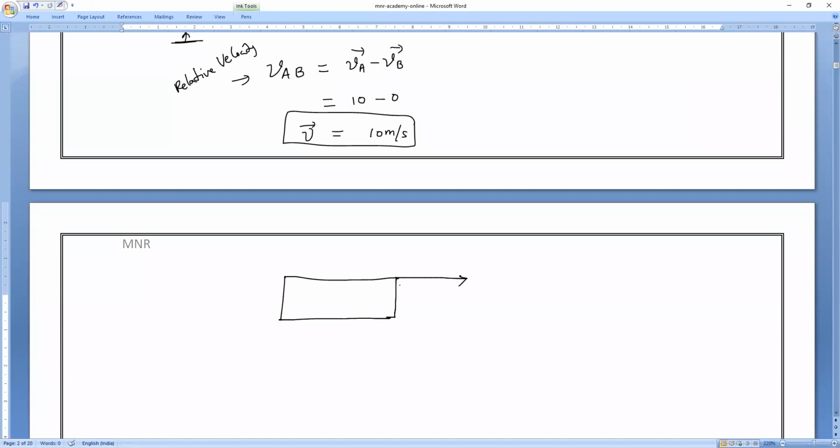Now let me take another trolley where people are traveling. Both A and B, let me take Mr. Pradosh and Mr. Rudreshwar, are traveling in a trolley. Now B is my observer. Who is my observer, everybody? B is my observer. Now you tell me, with respect to B, of course, this trolley is traveling at 10 meters per second.